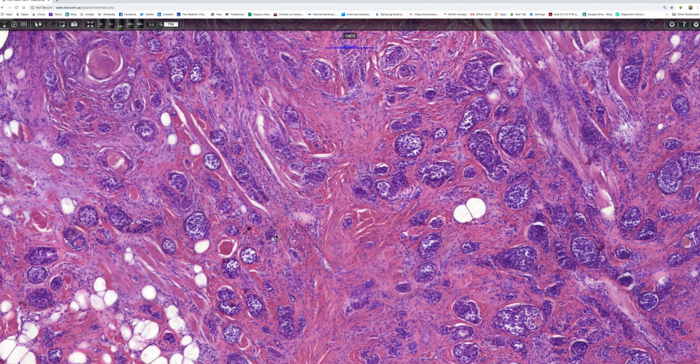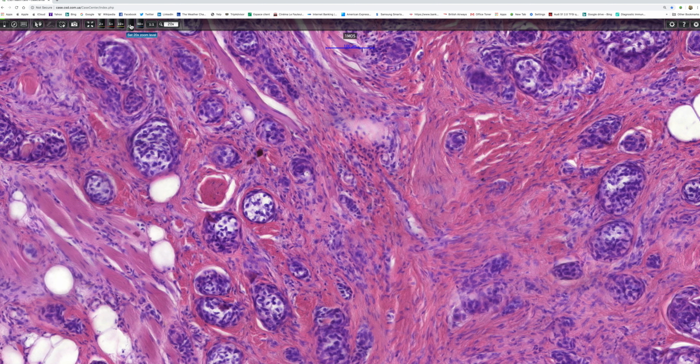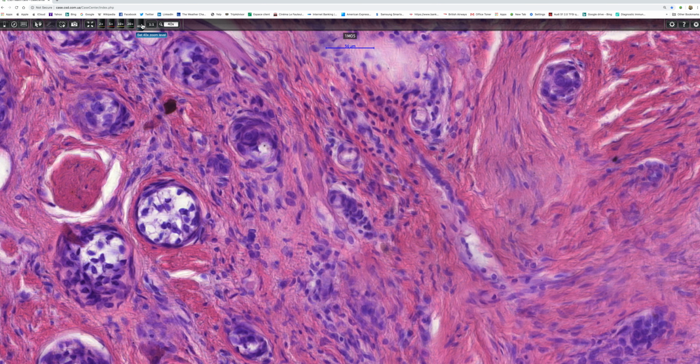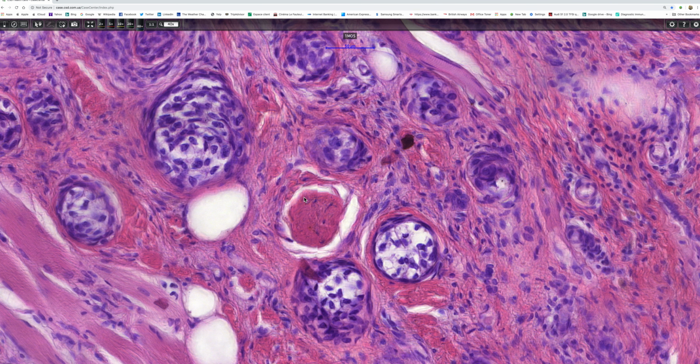Here I think we can see more clear cell change. I just want to enlarge that. So if you like, the tumor is sort of biphasic. It's got more basaloid cells with not so much cytoplasm, and then larger cells with abundant clear cytoplasm, as you see there.